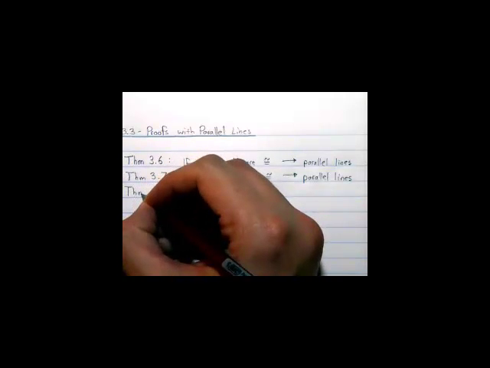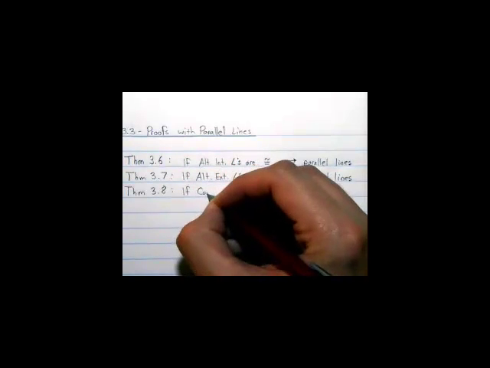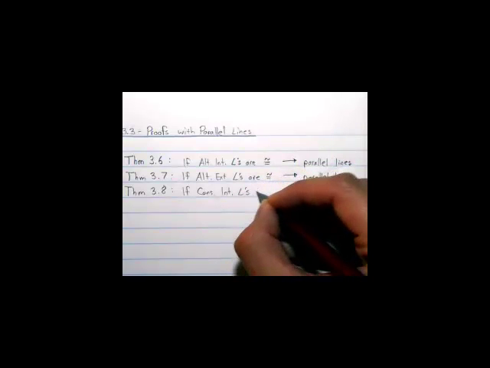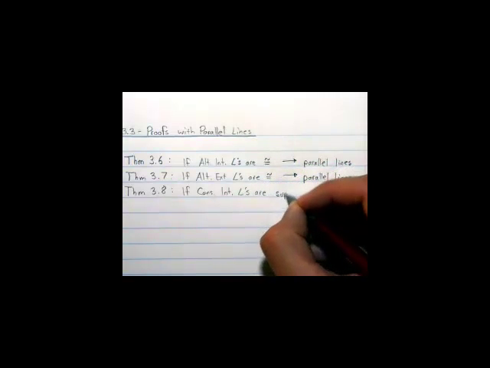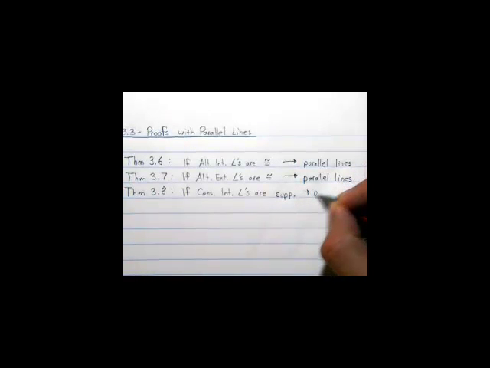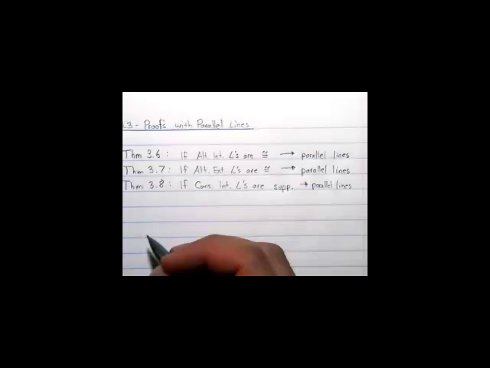3.8. All right, this one says, if consecutive interior angles are supplementary, then we have parallel lines. Oh, oops, I skipped over the first one. 3.5. I'll squeeze that in up at the top here.